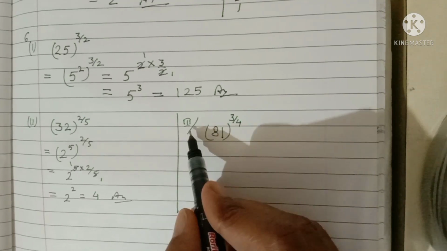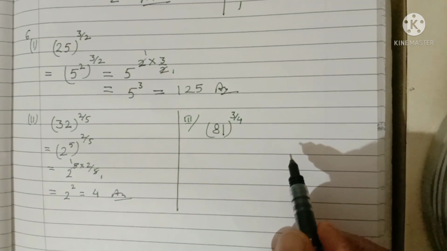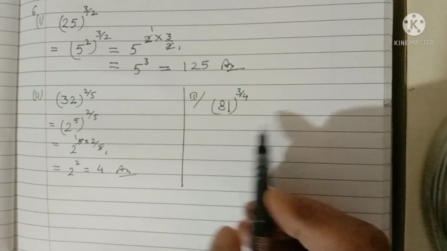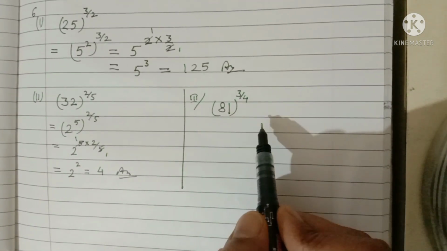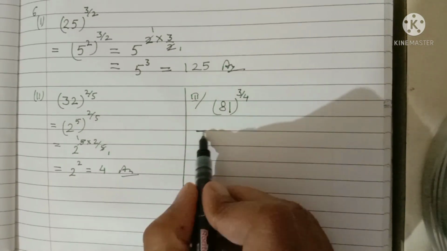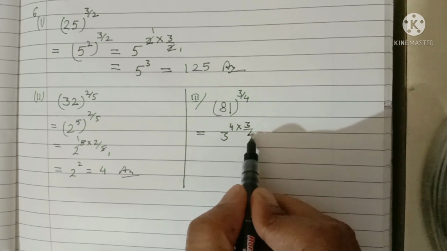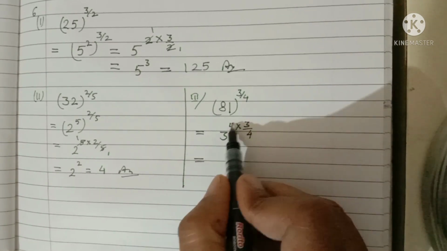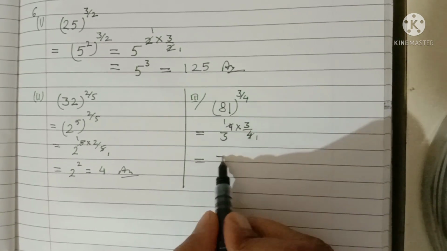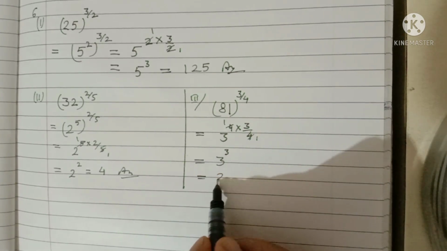Come to the part third, 81. Now break it into prime factors of 3. 3 3s are 9, 3s are 27, 3s are 81. So you can write 3 to the power of 4 into 3 upon 4. Now 4 1s are 4, 4 1s are 4, 3 to the power of 3, 3 3s are 9, 3s are 27 is the answer.